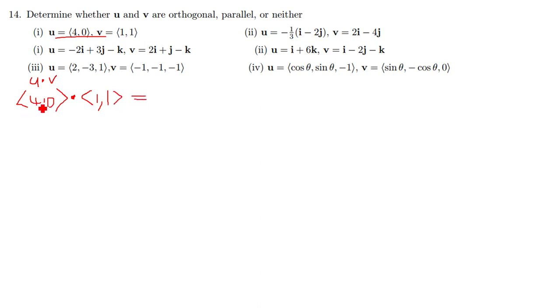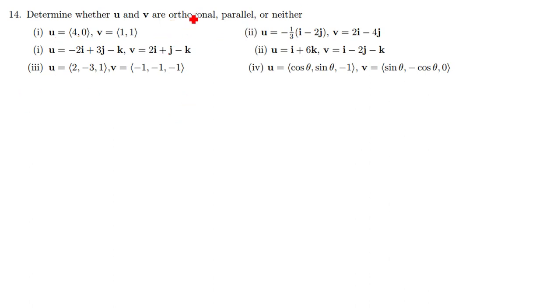So 4 times 1 will get 4. Remember what we learned on finding dot products in the previous lesson. So 4 times 1 is 4, and then 0 times 1 is 0. So we say 4 plus 0. This is giving us 4, meaning these two vectors are not orthogonal. Let's try to check if they are parallel.